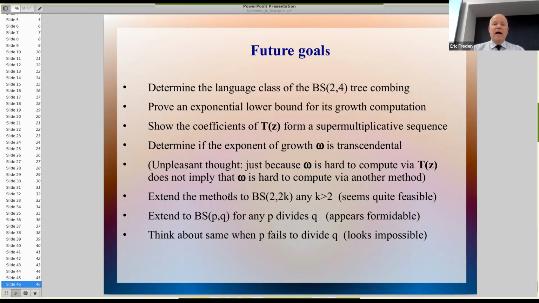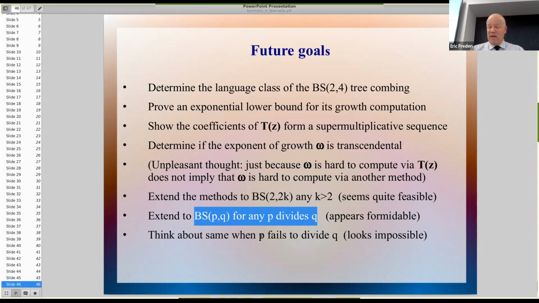are okay. I can extend this to BS2, 10, and so on and so forth. That looks quite feasible. All the recursions work in trade. Extend this method to BS2 when P divides Q. For any P divides Q, that looks really hard. When P fails to divide Q.